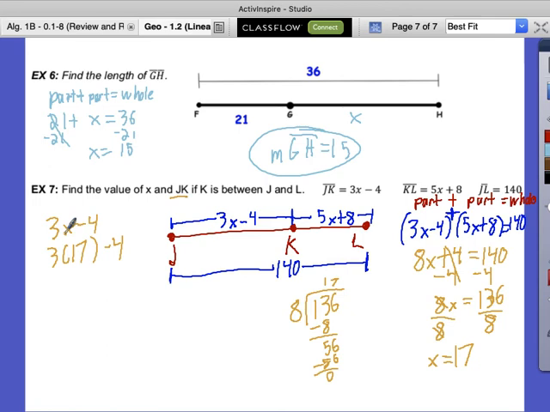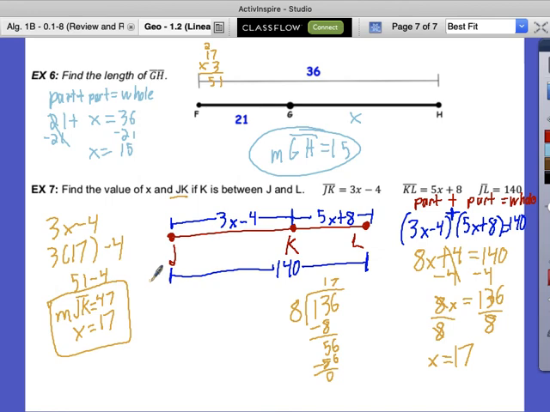3 times 17, if we don't know that one off the top of our head, we can go ahead and do that work somewhere as well. I might do it up here just to give myself room. 17 times 3. What's 3 times 7? 21. Okay. What's 3 times 1? 3 plus 2? 5. So we have 51 minus 4, which is 47. So we can say the measure of segment JK is equal to 47, and x is equal to 17. Those were the two things we were asked to find.